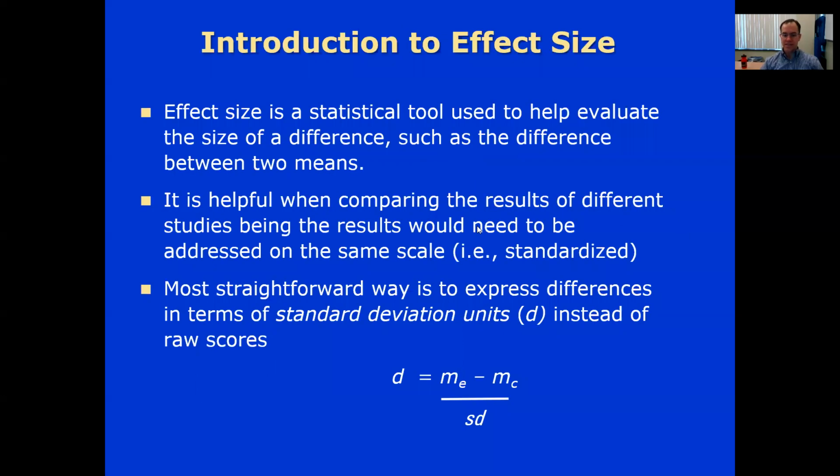So the first is the effect size. Now, effect size is a statistical tool used to help evaluate the size of a difference, such as the difference between two means. It's helpful when comparing the results of different studies, because the results would need to be addressed on the same scale. In other words, you need to standardize them. The most straightforward way to express differences in terms of standard deviation units is using the lowercase letter d, and it should be italicized. You would do this instead of using raw scores. Here is the formula, which we'll talk about in just a moment.